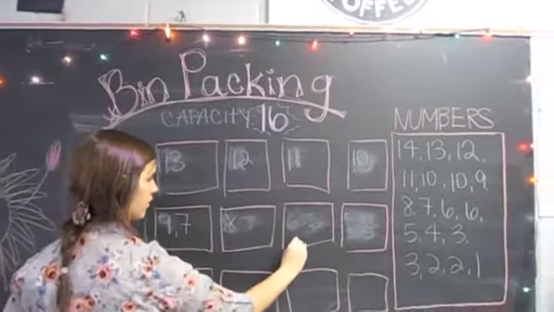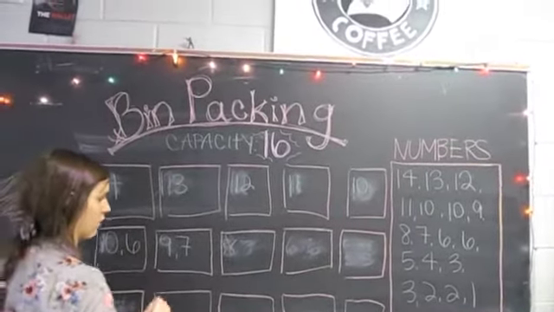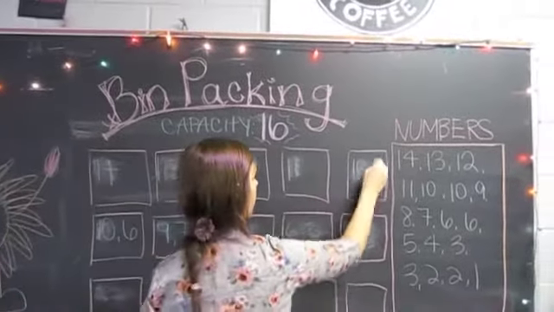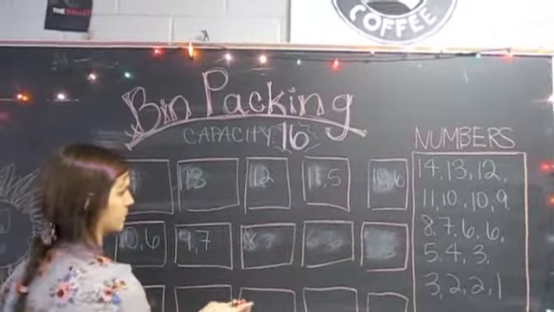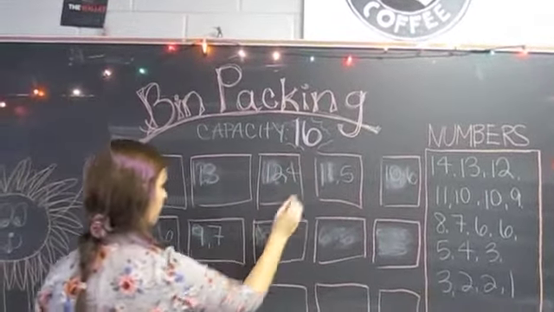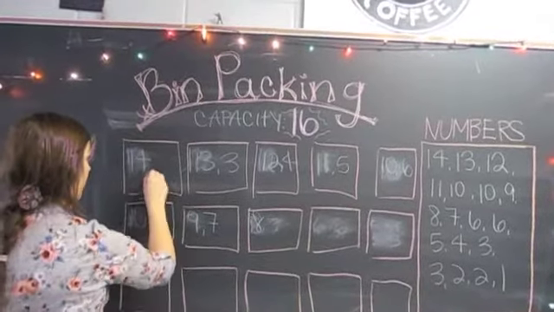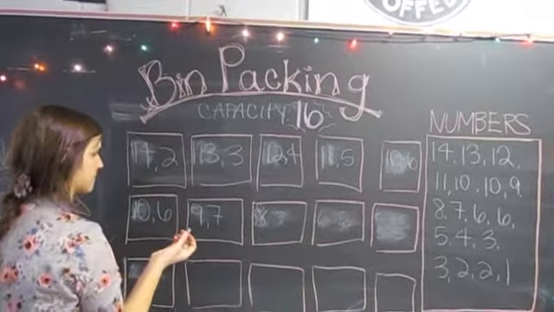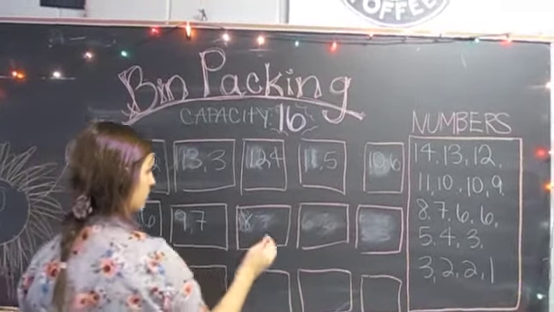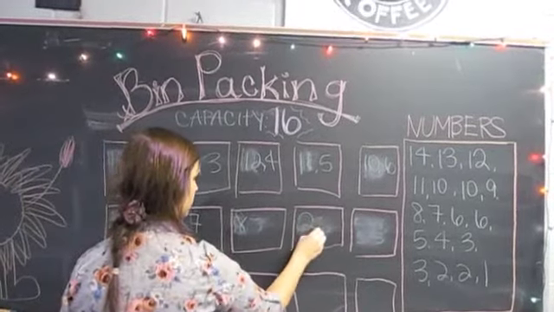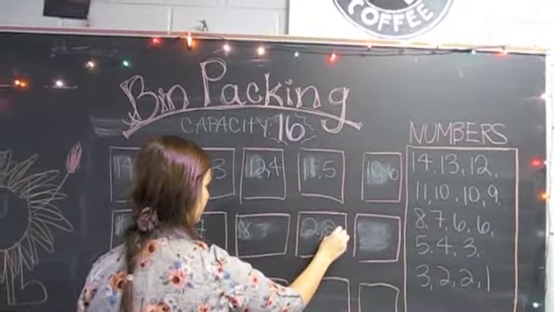Then you do 6 with the 10, 6 with another 10, 5 with 11, 12 with 4, 13 with 3, 2 with 14, and then you have 2 and 1 left over, and they go in a new box. And then a 1 or 3 and 8.